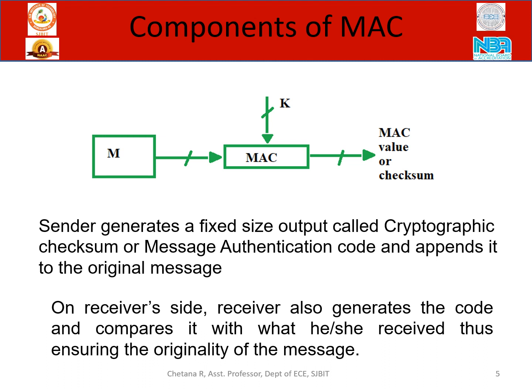So the sender generates a fixed size output called the cryptographic checksum or MAC and appends it to the original message. So you have the original message and that will be attached with this MAC value, and it is sent to the receiver side. At the receiver side, the receiver will check the MAC code which is sent along with the message against the MAC code which is generated, which is separately sent to the receiver. Both are checked, and if it matches, there is no hack.